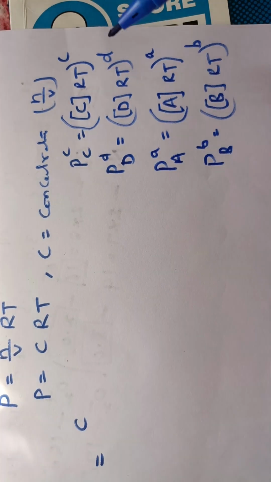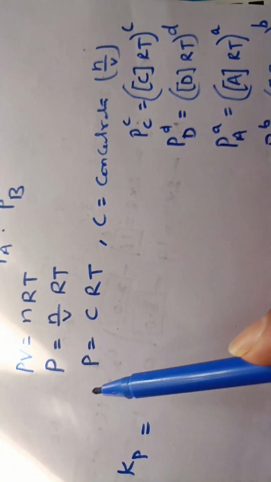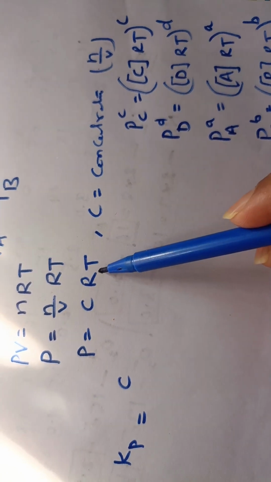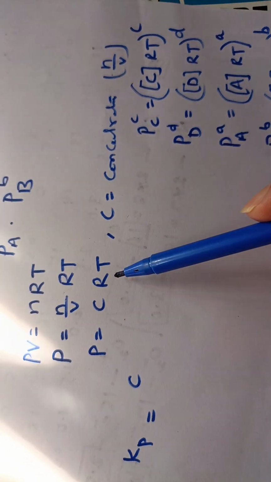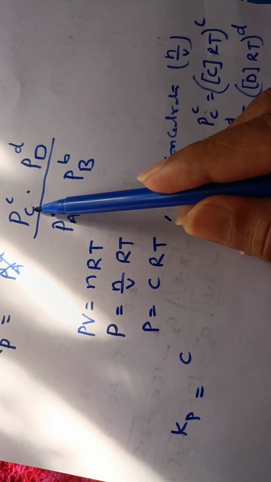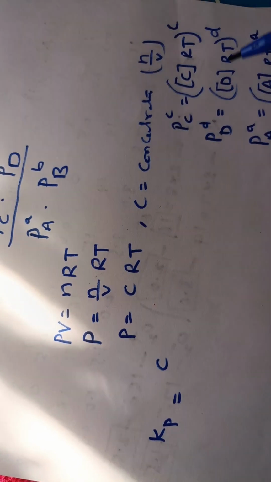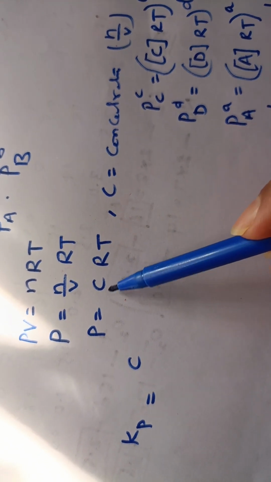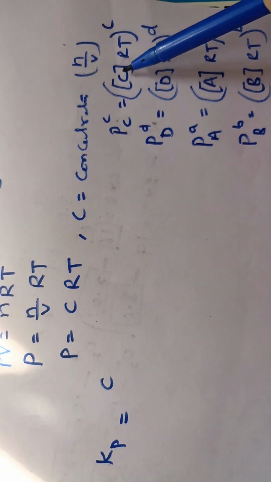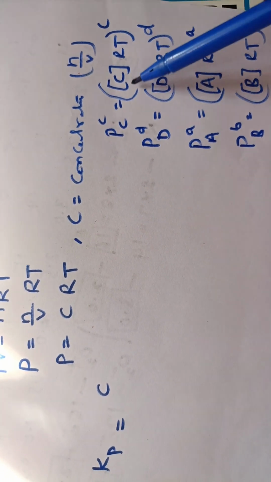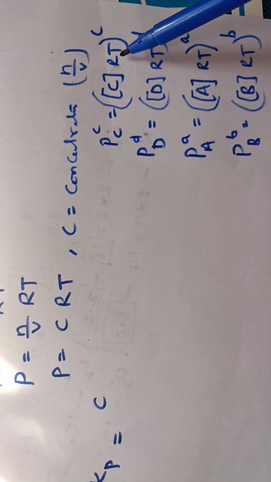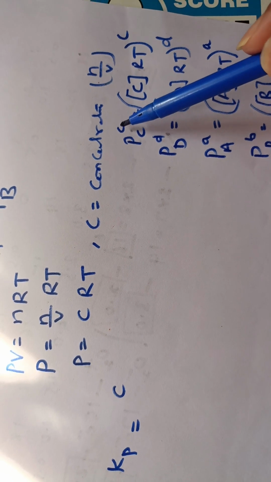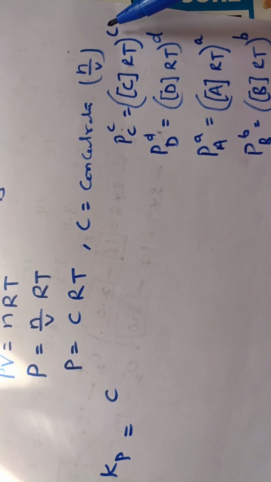Okay, once again I am telling, this is the formula we already got: P equal to CRT. C means concentration, R is the universal gas constant, T is the temperature. Now we want these values. Pressure of reactant C with power c means here we have to write the concentration of C, with square brackets for the reactant C. This means [C] concentration, and RT with power c. So I have written that c here.